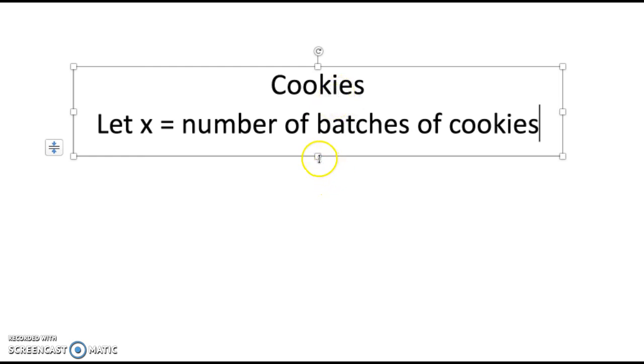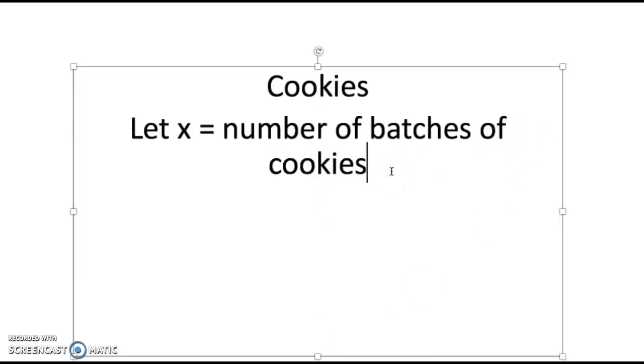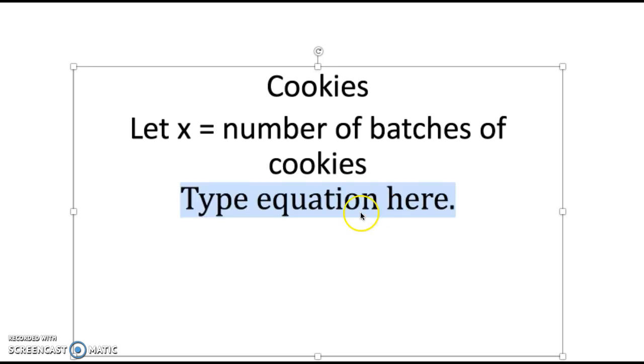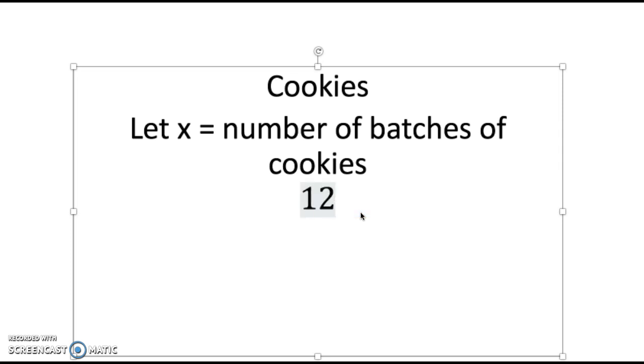Okay, so now the next thing that I'm going to think about is my equation. What do I want my equation to look like? I get to make up the equation before I make up the word problem. So I'm going to say how many batches of cookies. Let's say I want to make 12 batches of cookies. Now I need to think how many cookies are in each batch. Or if you were talking about something else, you might say how much each thing costs.